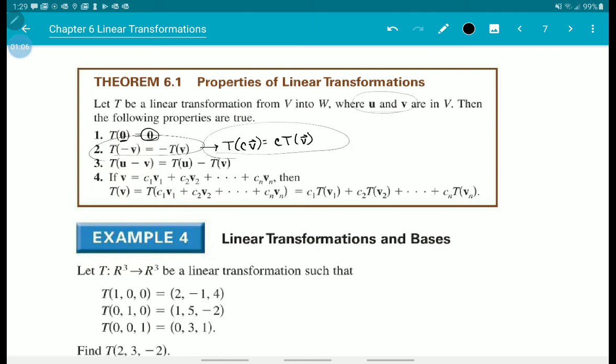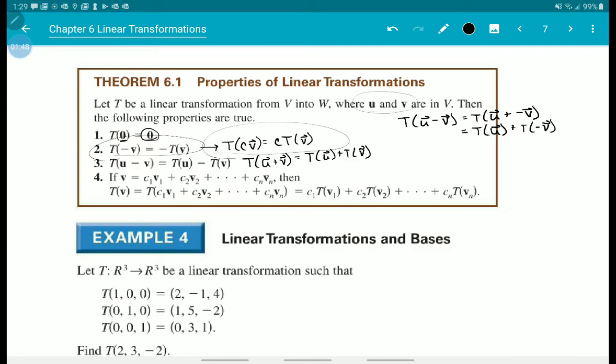And 3 follows the same way. The transformation of U minus V is the transformation of U minus the transformation of V. And that's because the transformation of U plus V holds. Remember, that's the transformation of U plus the transformation of V. So if we were to look at the transformation of U minus V, we could actually view that minus as a negative. So that's equivalent to the transformation of U plus negative V, which is equivalent to the transformation of U plus the transformation of negative V.